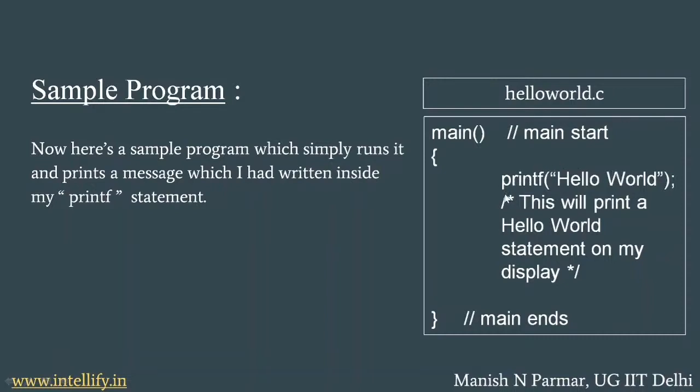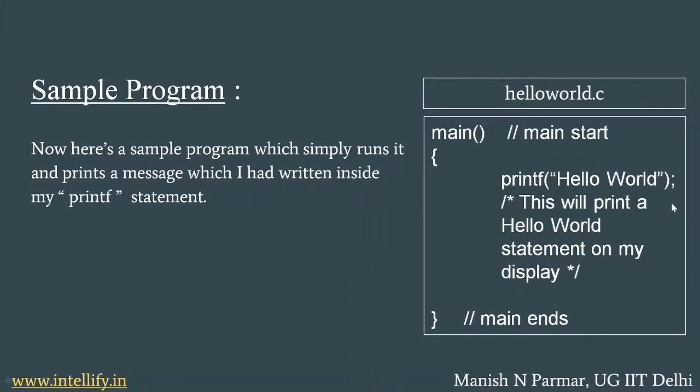So I used it like this: printf, then brackets, and inside it I use double inverted commas, and whatever I have to print, I'm typing inside my inverted commas. So here I have written hello world. So this program will return me a message as hello world on my display.